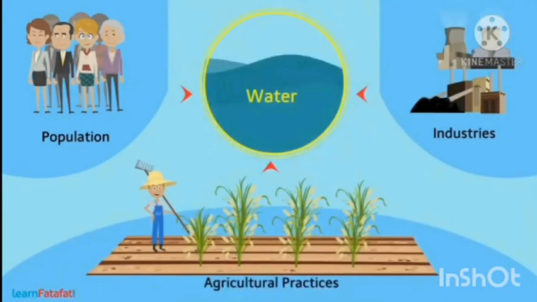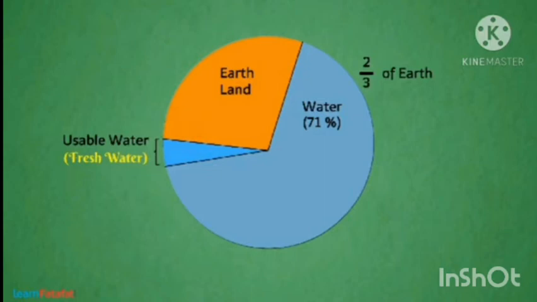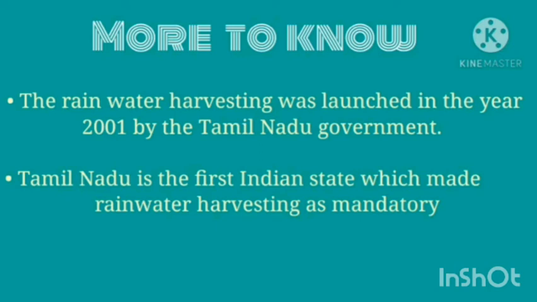Let me tell you more about rainwater harvesting, students. Rainwater harvesting was launched in the year 2001 by the Tamil Nadu government. Tamil Nadu is the first Indian state which made rainwater harvesting mandatory. Mandatory means compulsory.